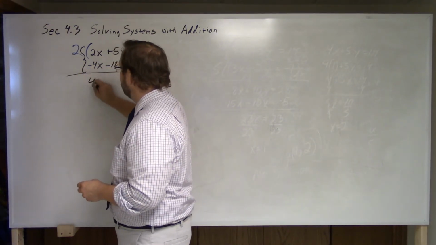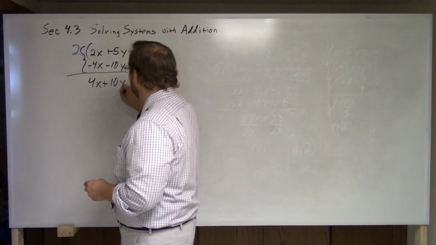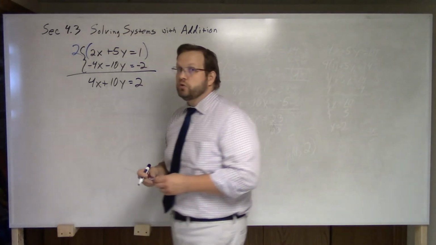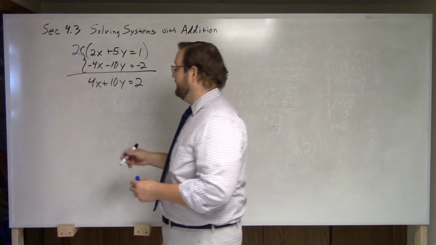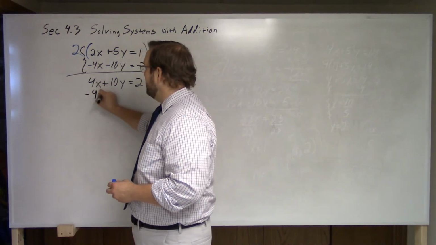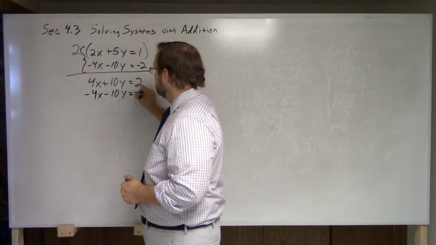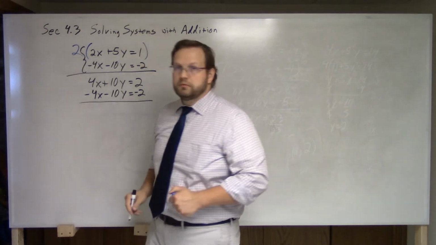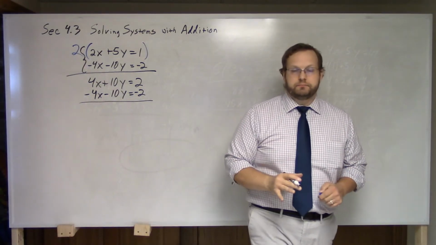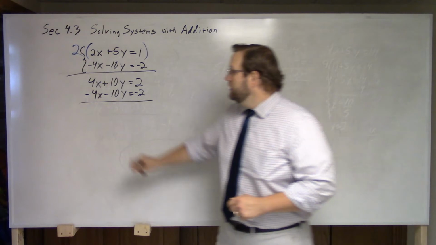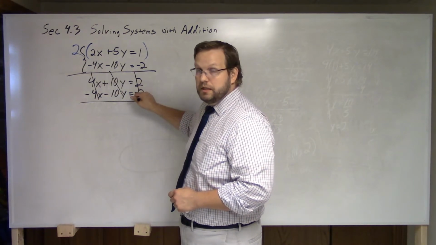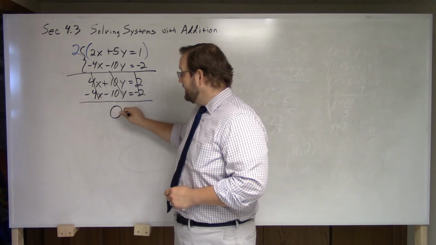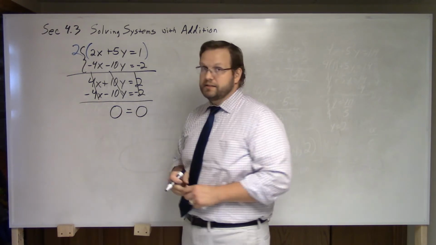I have 4x plus 10y equals 2. Don't forget to distribute all the way over to that constant on the right side. And then I bring this equation down. Now, I wanted the x's to cancel, but what else happens? Gone, gone, and gone. I have nothing on this side, and I have nothing on this side.